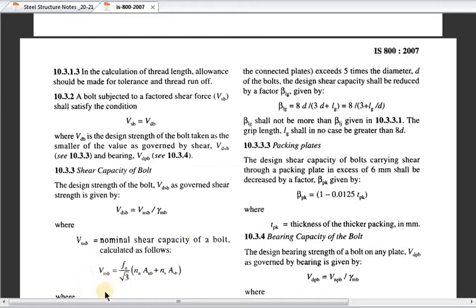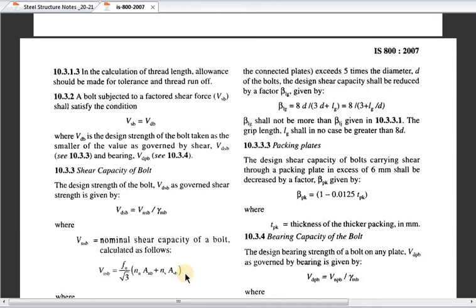That means the original formula for shear capacity is the formula given in shear capacity of 10.3.3. This is the original formula, but depending upon the conditions, if there is a long joint, we have to use beta Lj. If it has a longer grip length, we have to use beta Lg. If it has extra packing plates, we have to use beta pk in this multiplication. Okay, so this concept is clear. The extra terms are to be taken care of.